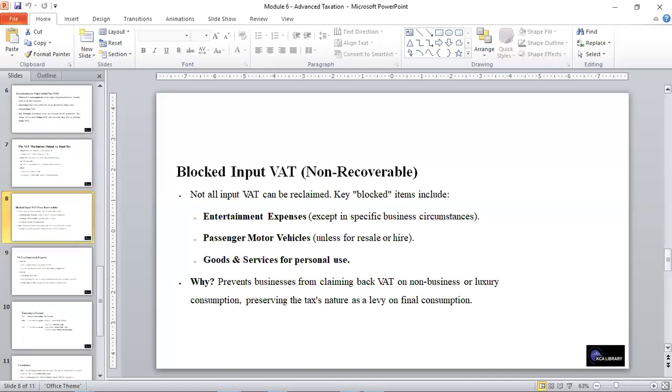We also have blocked input VAT, which is non-recoverable. Not all input VAT can be reclaimed. Key blocked items include entertainment expenses, passenger motor vehicles, and goods and services for personal use. Why is this so? It is to prevent businesses from claiming back VAT on non-business or luxury consumption, preserving the tax nature as a levy on final consumption.